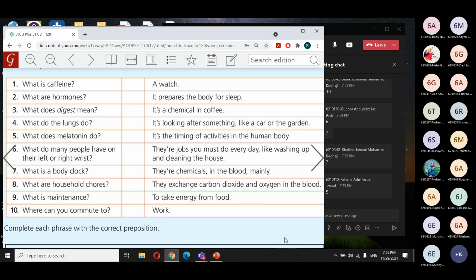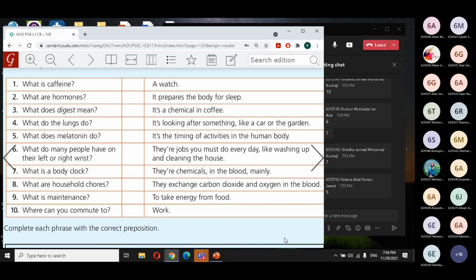You remember at the beginning of theme 4 when we were talking about hormones, we said that melatonin is a hormone, a chemical in your body, and it's released in your blood and it prepares your body to sleep. It tells you this is the time to go to bed. Yes. It prepares the body for sleep. This is number 5. What does melatonin do?